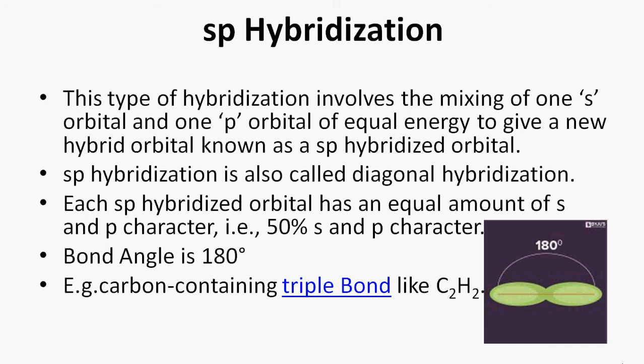And we can see how much s character and how much p character there is in this type of hybridization. Since there is one s orbital and one p orbital, there is 50% s character and 50% p character. And the bond angle, you can see in the figure in its geometry, is 180 degrees. Its example is carbon containing a triple bond, for example ethyne, C2H2. There is a triple bond in ethyne, meaning you are taking alkynes here.